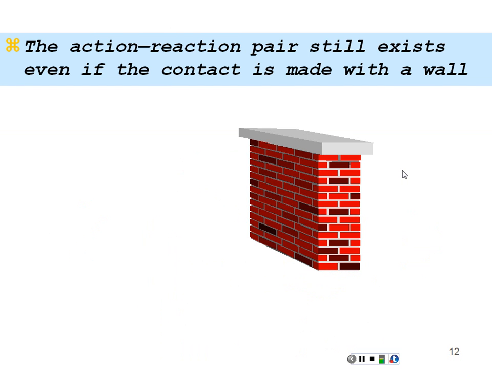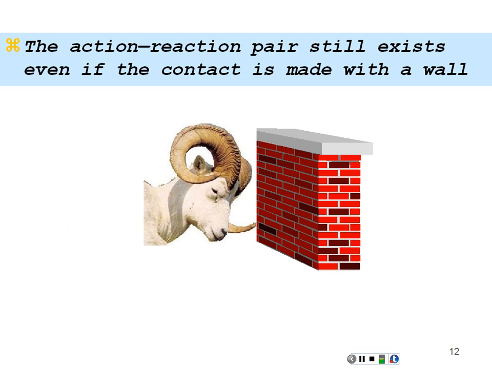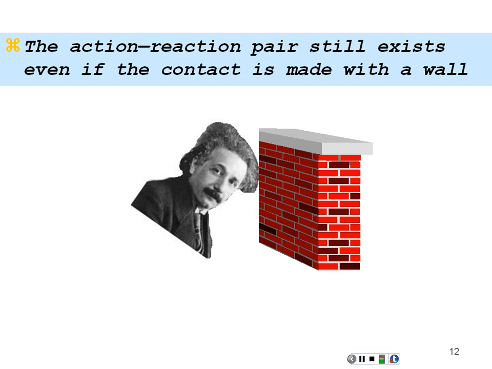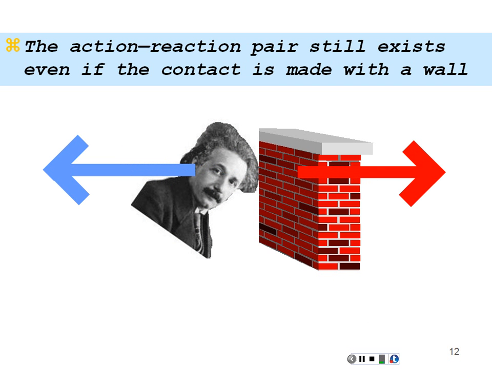This action-reaction pair still exists even if you make contact with a stationary wall. Let's say you've been working on the unified field theory for most of your life and you just can't figure it out, and you get pretty frustrated and you bang your head against the wall. Whatever force you exert on the wall is going to be forced back on you as well. So maybe not a good idea, because for every action there's an equal and opposite reaction.